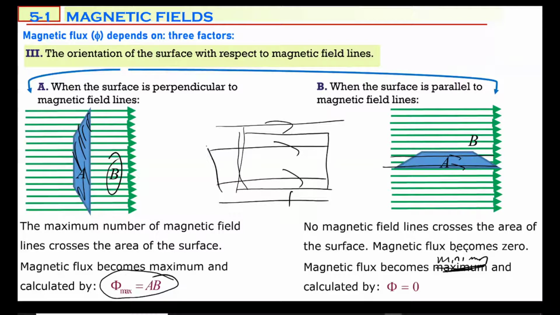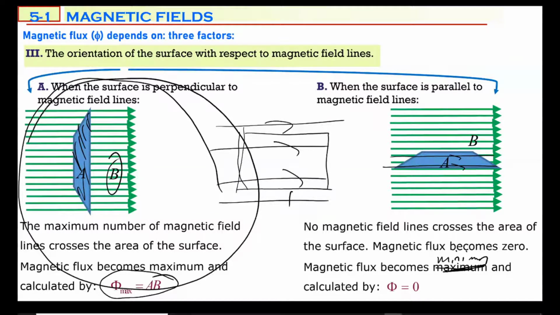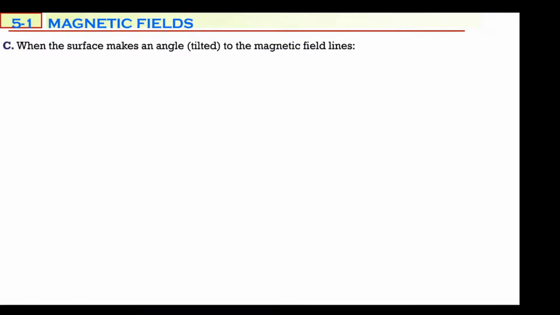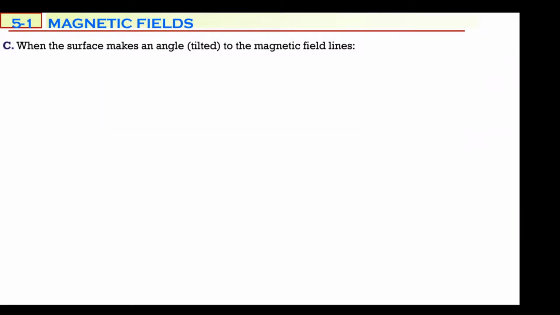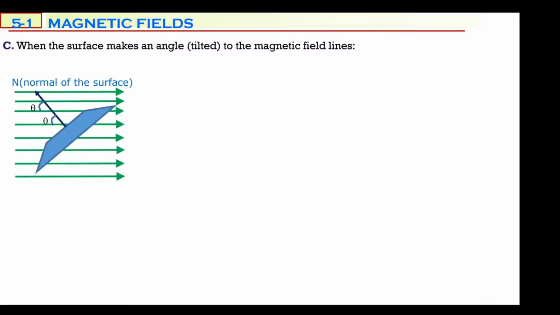Yes, this one we are going to use mostly. When the surface is perpendicular to the magnetic field lines, we calculate magnetic flux by multiplication of A and B. When the surface makes an angle, a tilt, inclined to the magnetic field lines, just like this, still there are lines crossing the area, but fewer lines than when perpendicular.